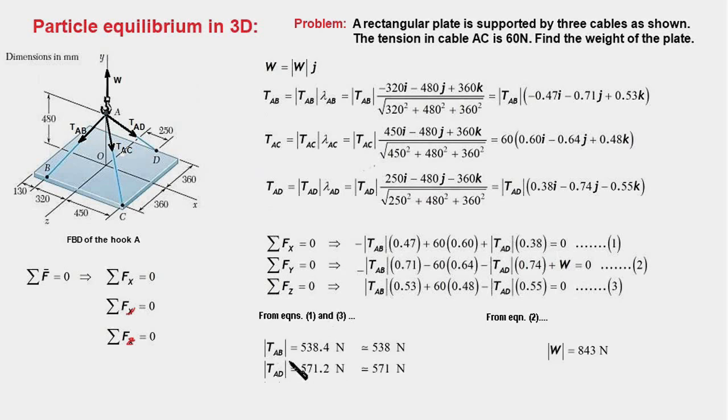So TAB will work out to 538 newtons and TAD will work out to 571 newtons. And now we plug in the values of TAB and TAD in the second equation, and the magnitude of W works out to 843 newtons. So this is our answer. And we are done.